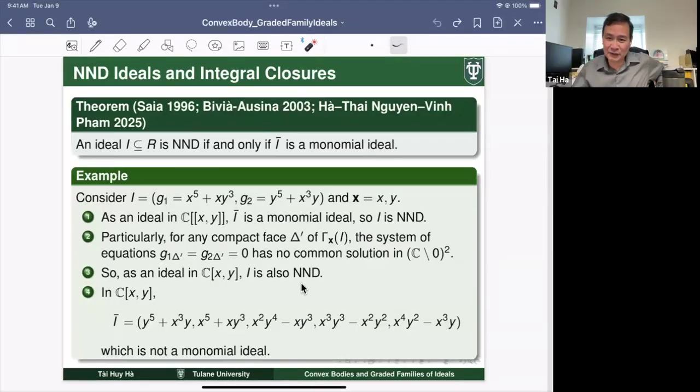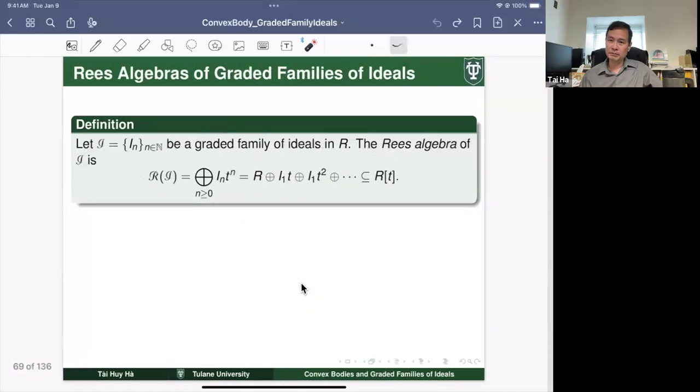All right. Well, thank you for coming back. So, as I mentioned, the introduction of NND ideals for us is to facilitate our understanding of the multiplicity equal to volume formula. But before getting to that, let me go to the algebraic property that we are also interested in, which is the Noetherian property of the Rees algebra.